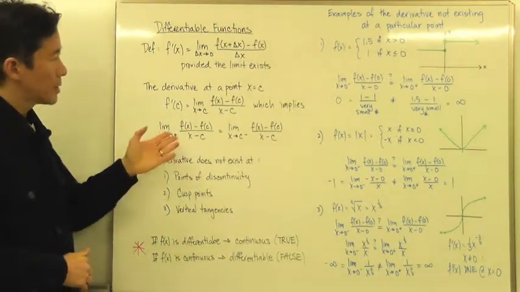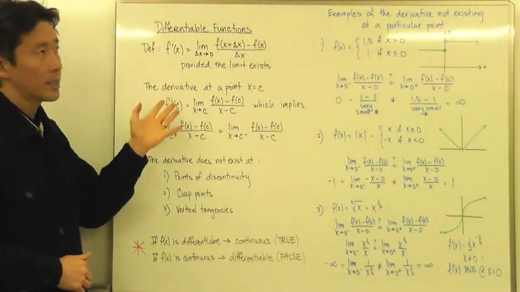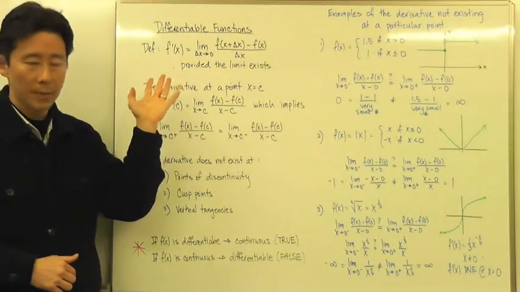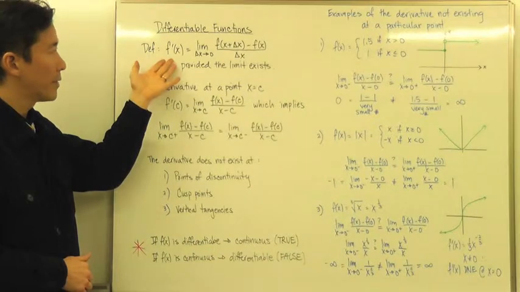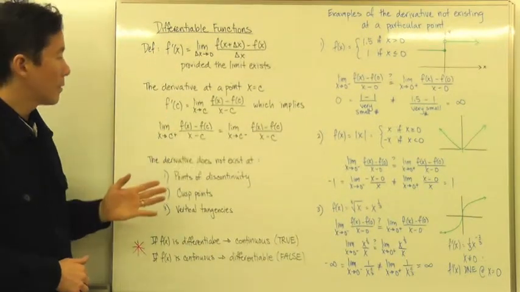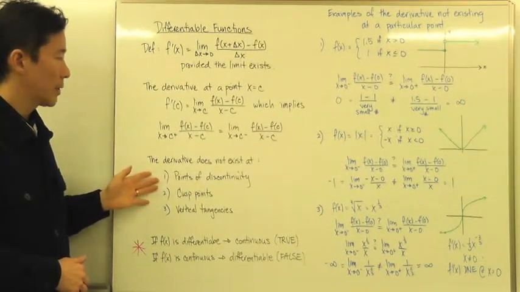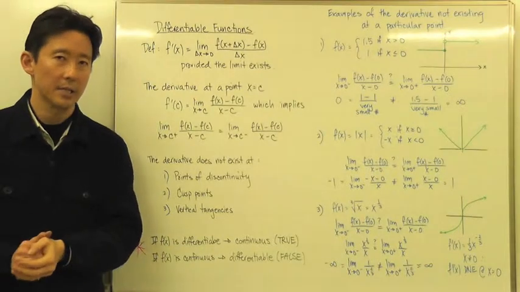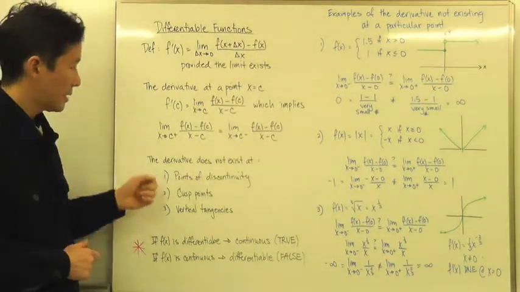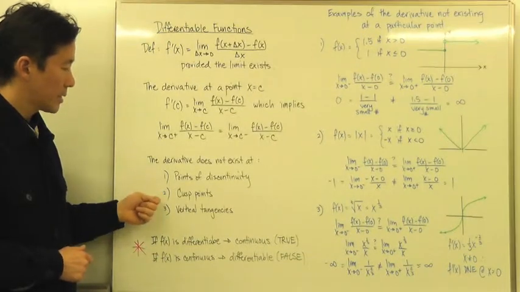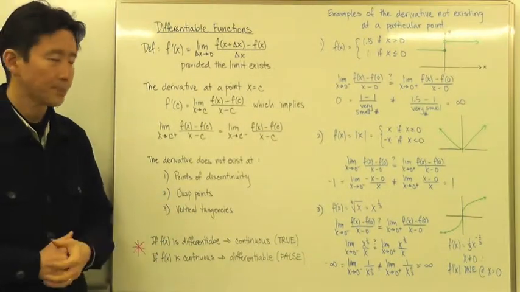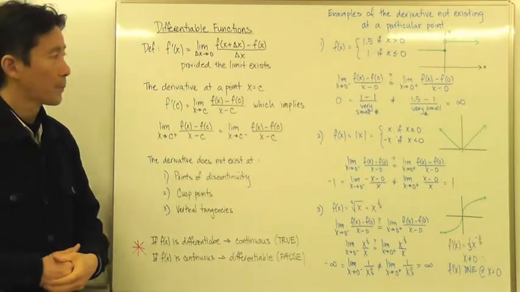Okay, so before, we wanted to take a look at what the derivative was at a particular point, or find the derivative of the function. Now what we want to do as well is take a look at where the derivative does not exist. And it doesn't exist at these 3 points: points of discontinuity, cusps, and vertical tangencies. So let's take a look.